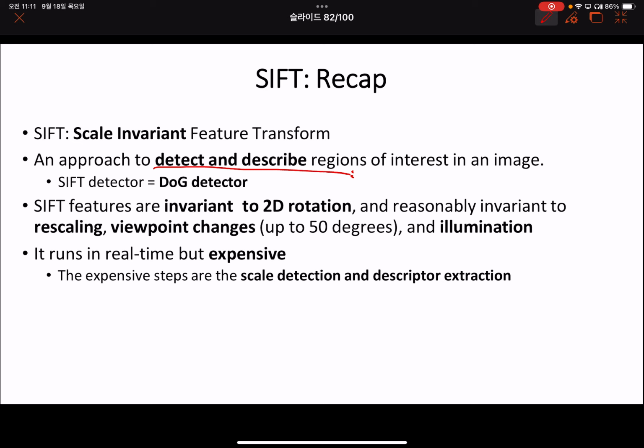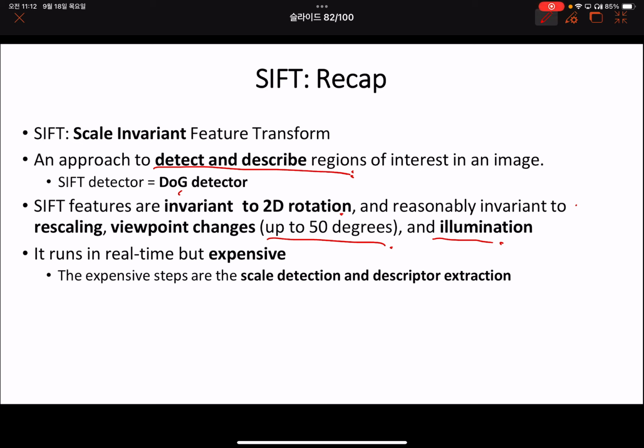And based on difference of Gaussian and just finding local extrema, SIFT features are invariant to 2D rotation because we can find dominant rotation from histogram of gradient so that we can derotate it. And then reasonably invariant to rescaling because, as I said, we have octaves, and each octave has different scales so that we can find some optimal scale based on this set of octaves and scales. And viewpoint changes, as I said, this is just the empirical finding.